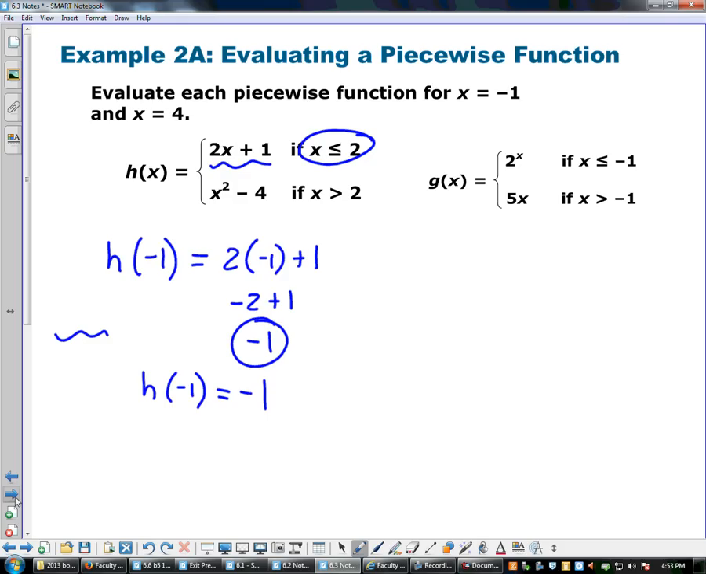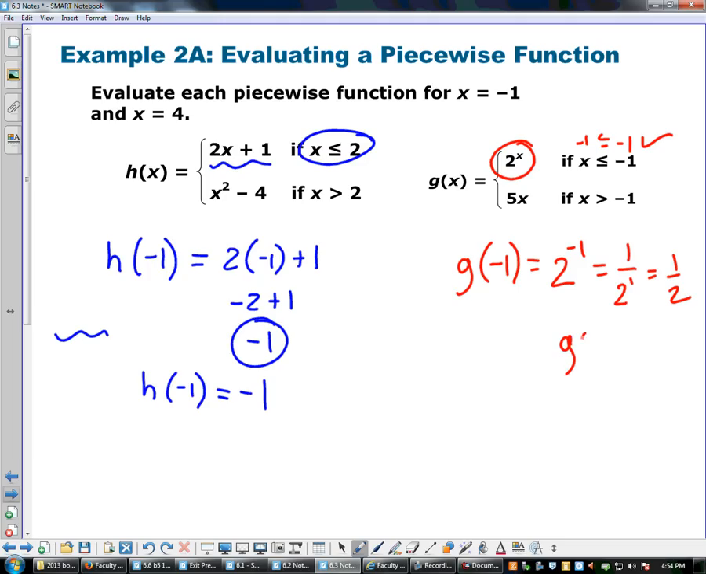And for this function here, if we're going to find g of, oh, I should go back. All right, g of -1 here. For g of -1, which one do we use? Well, -1 is less than or equal to -1. That's true. -1 is not greater than -1. So we're going to use this function, and so we'll get 2 to the -1, which you know is 1 over 2 to the positive 1, and we get 1/2. So g of -1 is equal to 1/2. Now, let's evaluate each of those for x equals 4. So our next part here.